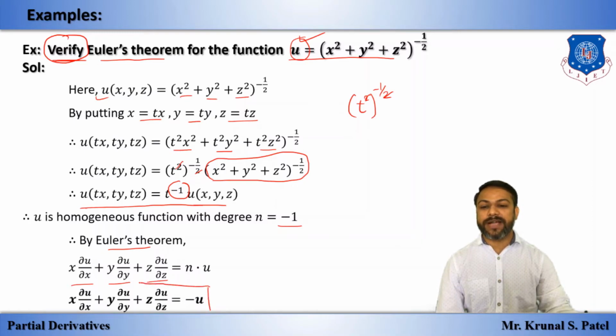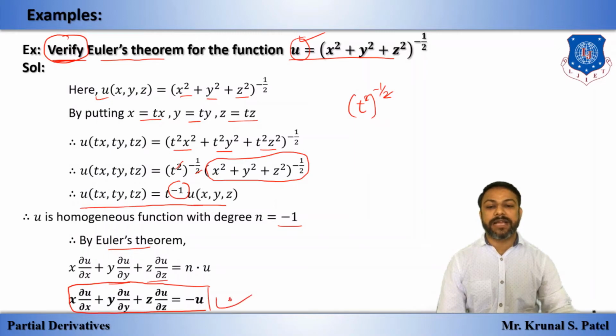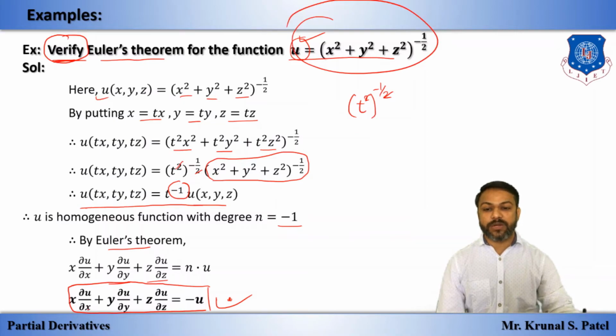This is our final answer to the given question. But here one word is given: verify. So now we have to verify this step. That means by differentiating the given function with respect to x, with respect to y, and with respect to z, then multiplying by x, y and z and adding these, if we get minus u, then Euler's theorem is verified. And if we don't get this minus u, then we are wrong here.